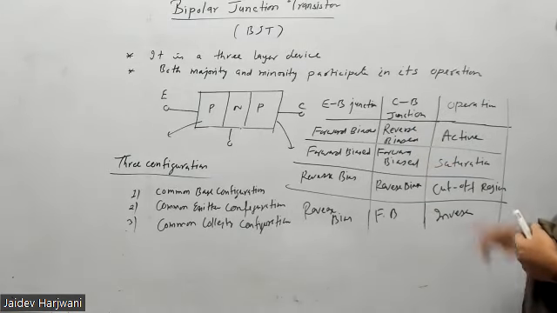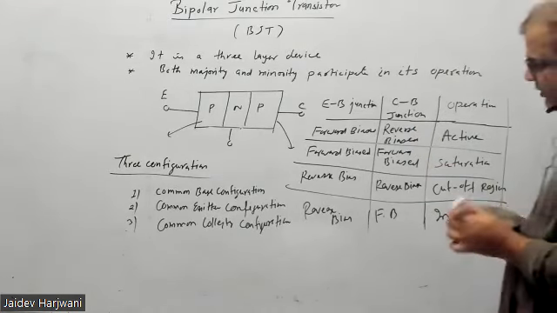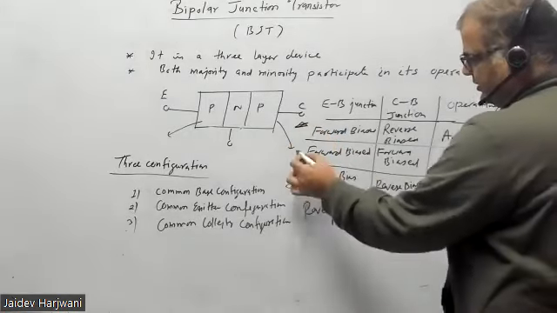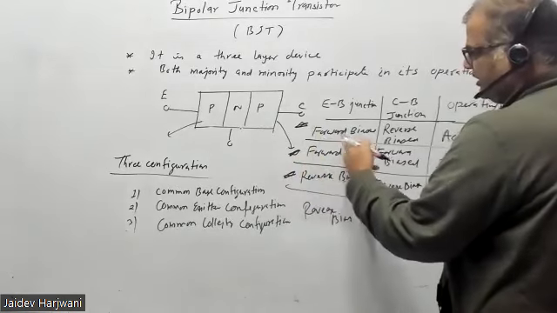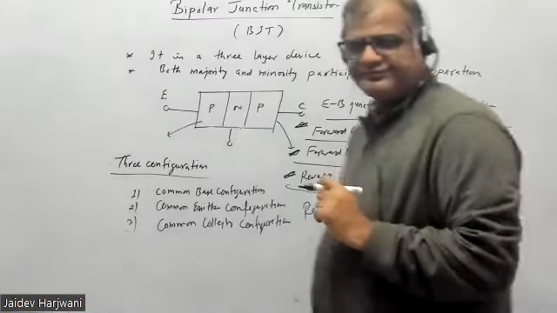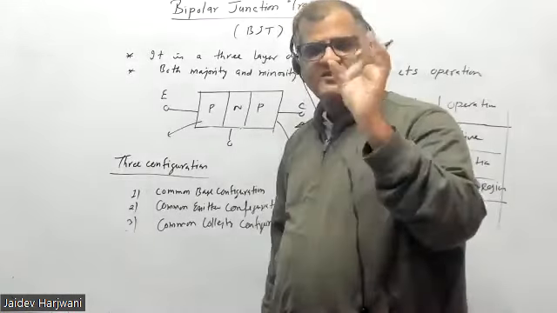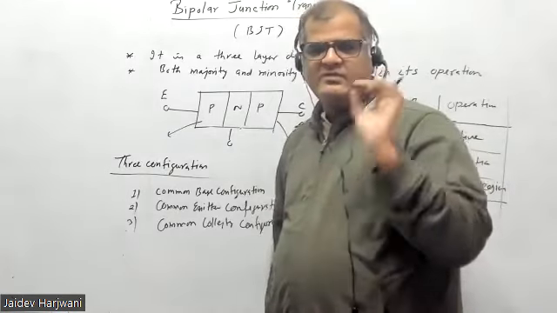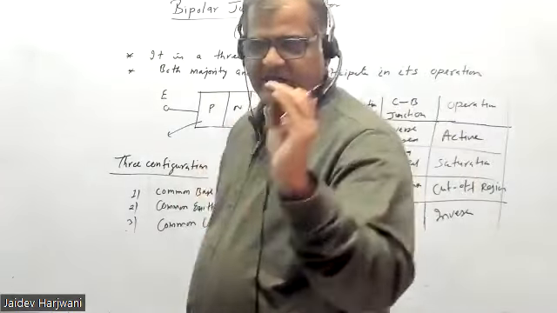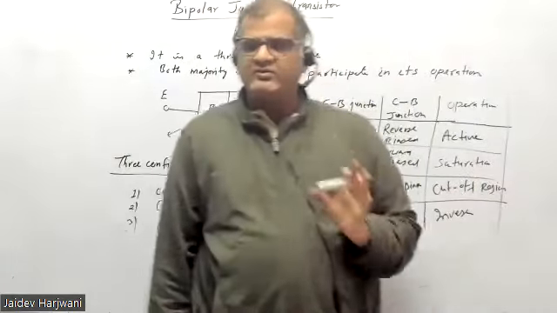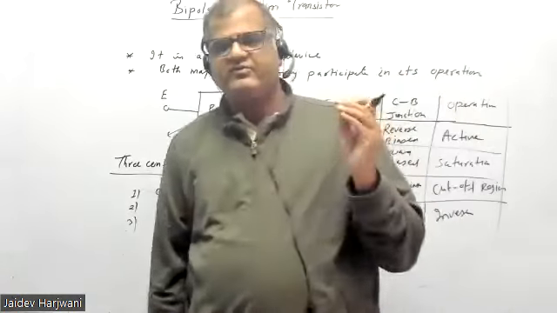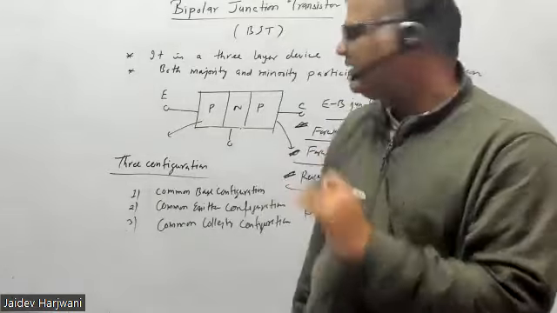So this table you should remember. At least these three points, remember them. How I'm connecting the circuit doesn't matter. For amplification, the EB junction should be forward biased and the CB junction should be reverse biased. If EB is forward biased and CB is reverse biased, the operation region will be active. If both are forward biased, the operation region will be saturation, and if both are reverse biased, the operation region will be cutoff.